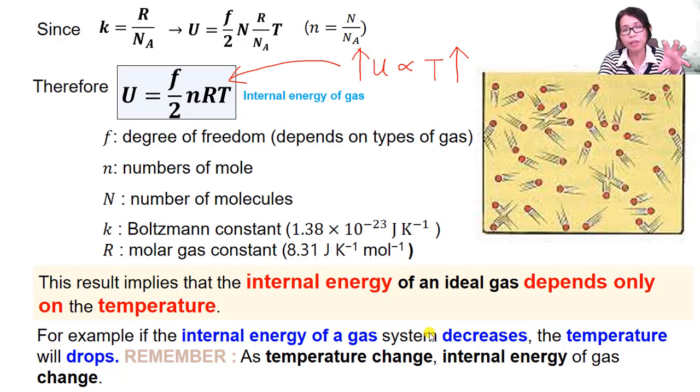So if the internal energy of the gases reduces, how do we know the internal energy of the gas is reduced? You will find out that it relates to temperature, so it means that the temperature will drop. So remember, when we change the temperature, the internal energy of the gas will change. Class, remember, our internal energy depends on the temperature. And this concept is very important, and we are going to apply it in our next topic, topic 14, thermodynamics.